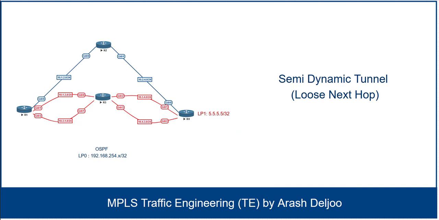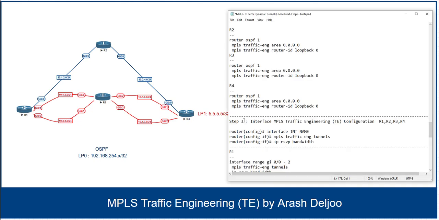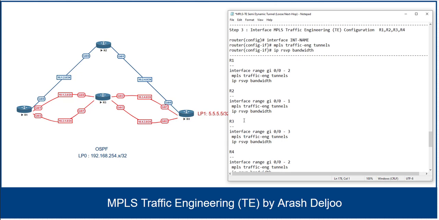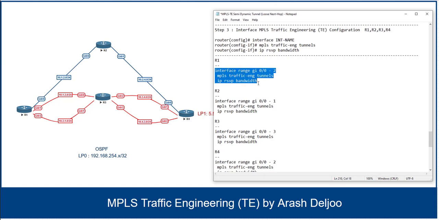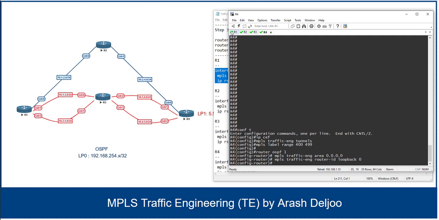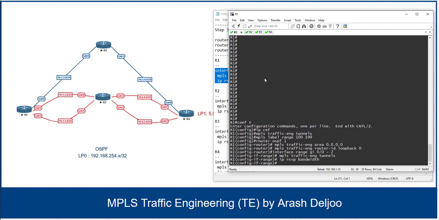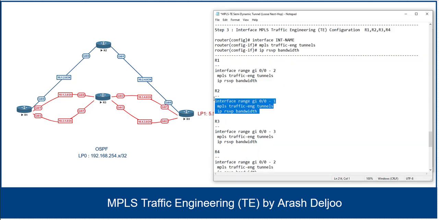Next step is step 3. In step 3, we need to configure MPLS traffic engineering on all interfaces, and also we need to enable RSVP. Let me copy this configuration for R1. This is router 1 with IP RSVP bandwidth and MPLS traffic engineering tunnels. We can configure it. This is router 1, and after that router 2.